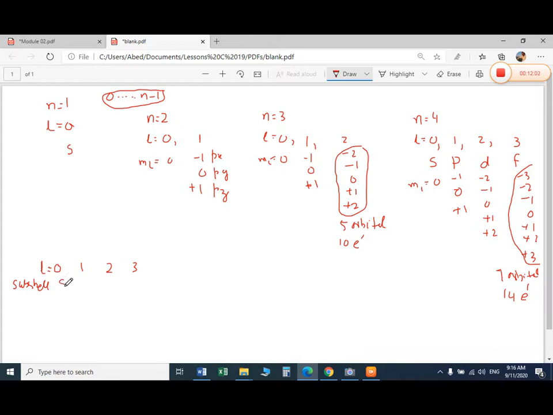Subshell names will be s, p, d and f, and then you can calculate the orbitals. Orbitals will be 1, 3, 5 and 7: you calculate these three orbitals here, these 5 orbitals here, and these 7 orbitals from here. The number of electrons will be double the orbitals, meaning 2, 6, 10 and 14.